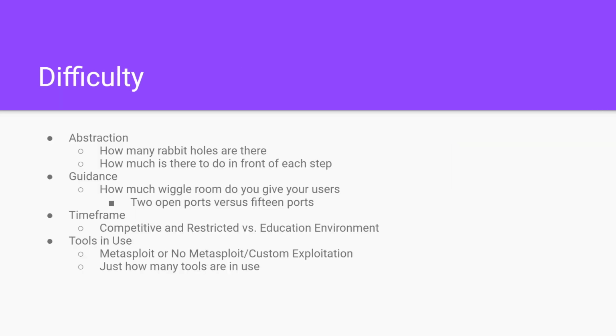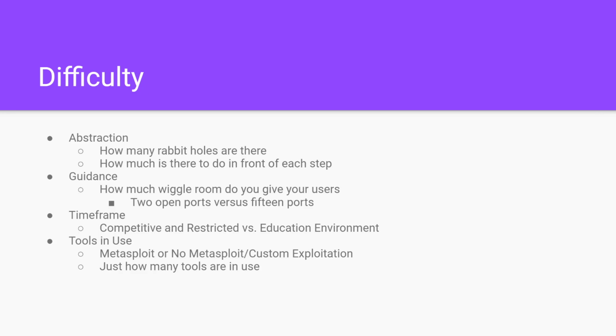Next up, we have the difficulty. This kind of goes hand in hand with the audience. The first point that we have here is abstraction. How many rabbit holes are there? How much is there required to do in front of each step? Then we have guidance, which is how much wiggle room are you going to give your users? Again, this is very hand in hand with the audience bit of this.